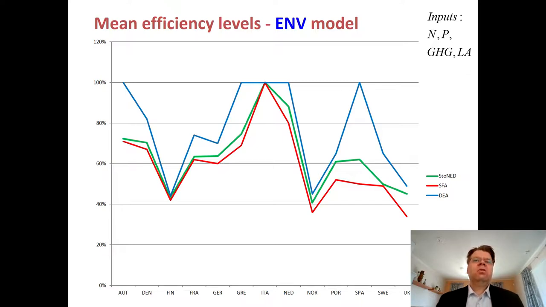As I have used this kind of Schmidt and Sickles panel data approach, I have normalized the efficiency levels relative to the best performing country. So that explains why there's always one country that is 100% efficient in terms of the level.